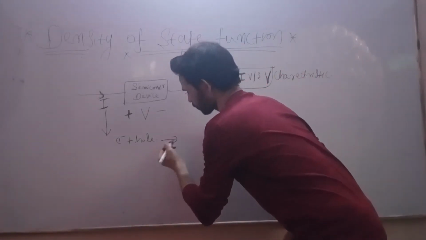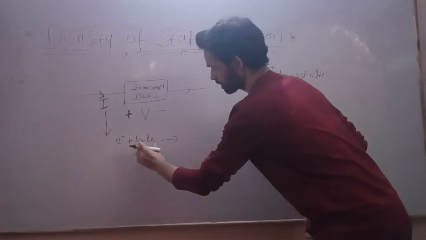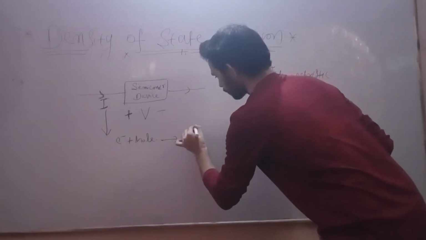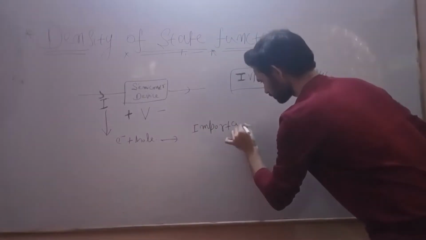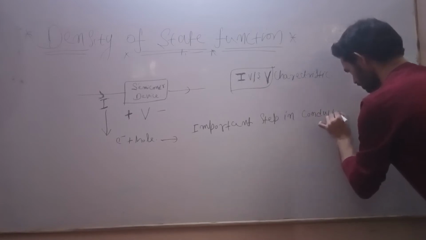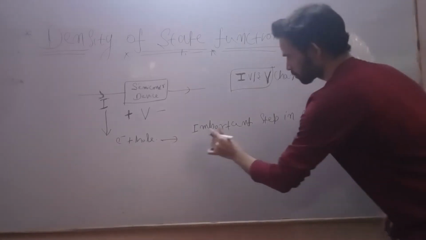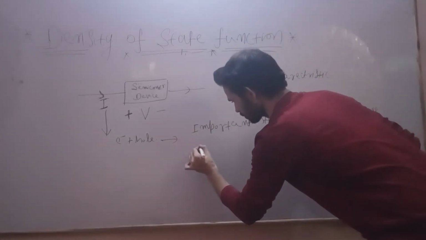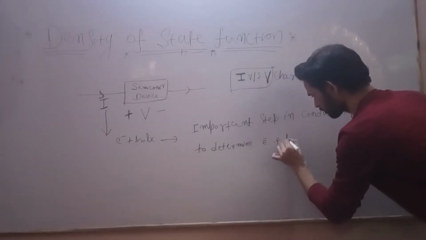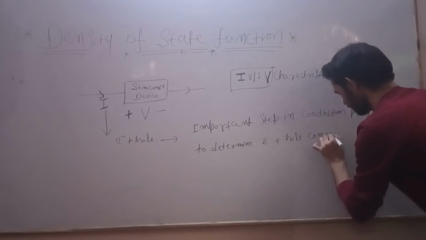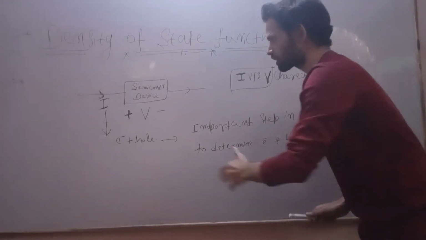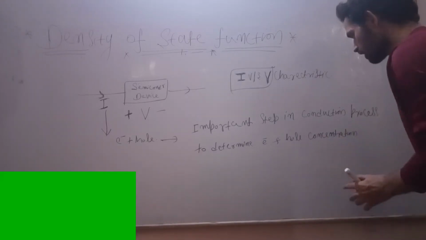So what is needed here? What is the important step in this conduction process? This is nothing but to determine the number of electrons and holes. So I am saying the important step in the conduction process is to determine the electron and hole concentration. Yes or no? To determine the electron and hole concentration. This is the important step in the conduction process.